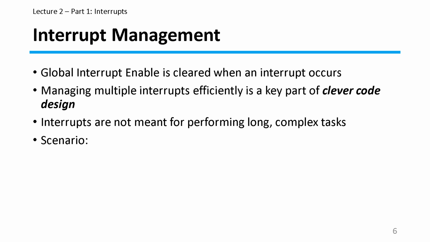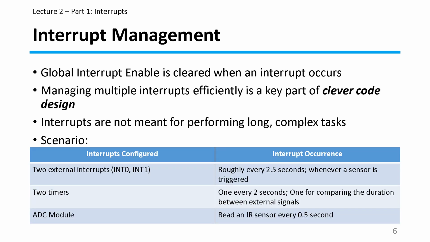Another thing to consider is that interrupts are not meant for performing long and complex tasks. They are signals which indicate to you what is happening in your microcontroller. So they should be short interrupt service routines which only provide an indication for your main program to handle the operation itself. So let's look at the previous example of the manufacturing line.